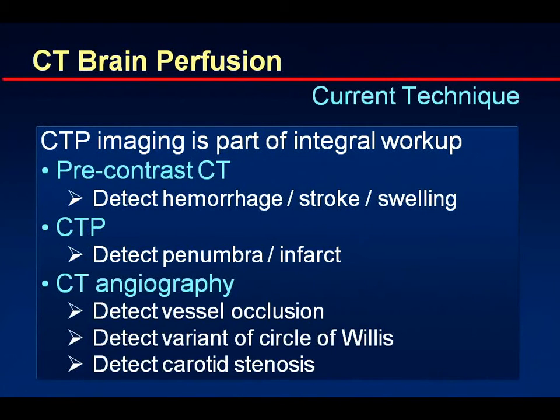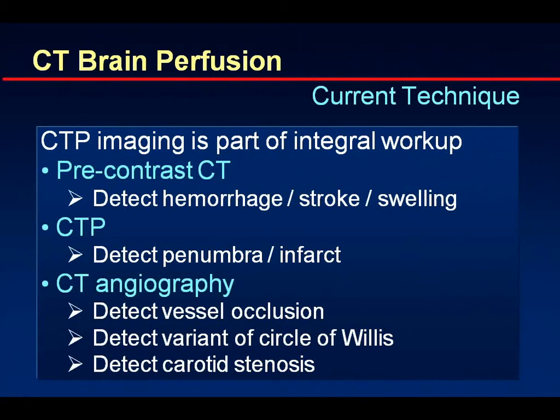Now, a quick look at CT perfusion, because I think it's a very clever and good tool for this particular situation. Now, pre-contrast CT we've discussed. It not only detects hemorrhage, but also manifest stroke. If it's really hypodense, there's nothing to do. If there's swelling, we will also see that. CTP is the main thing to detect a penumbra and an infarct.